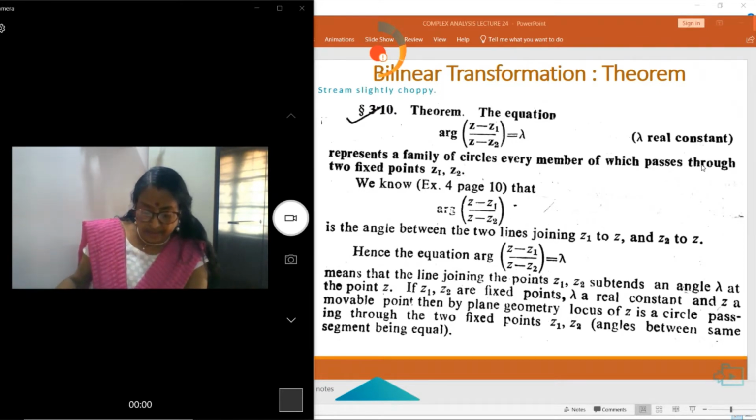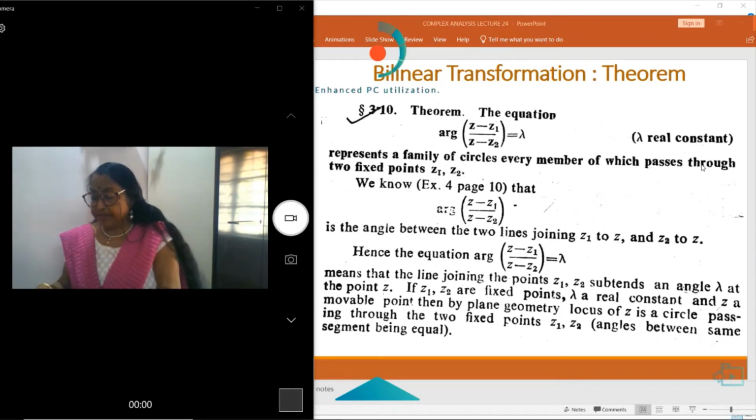The locus of z is a circle passing through the two fixed points z1 and z2, where the angle between them is equal.